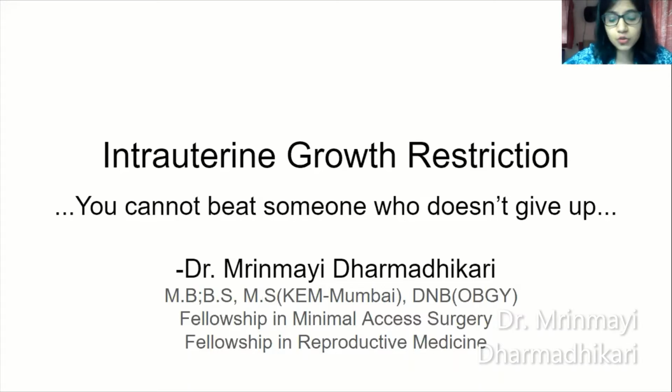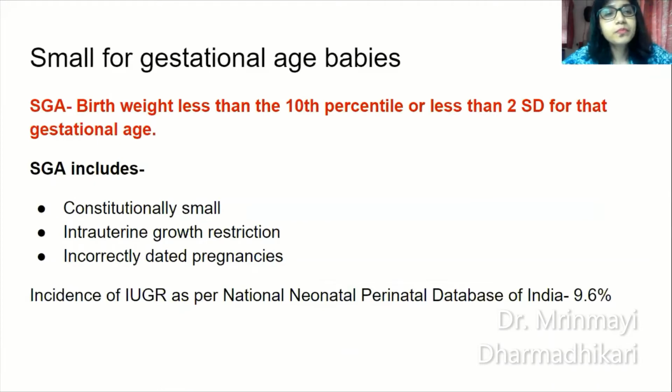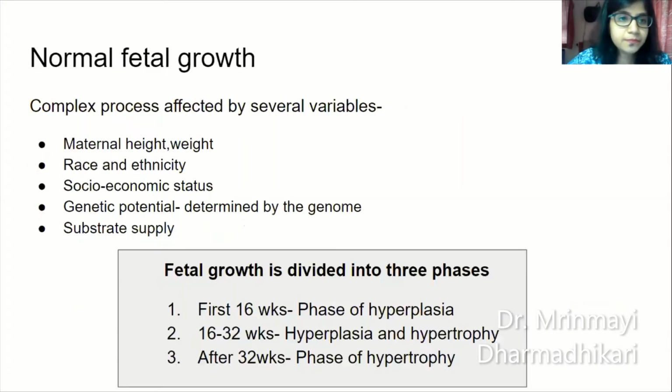Okay, so without further ado, let's begin with the topic by defining small for gestational age babies. Small for gestational age is defined as a birth weight less than the 10th percentile or less than 2 standard deviations for that gestational age. It includes constitutionally small babies, intrauterine growth restricted babies, as well as incorrectly dated pregnancies. The incidence of IUGR as per the National Neonatal and Perinatal Database of India is 9.6%.